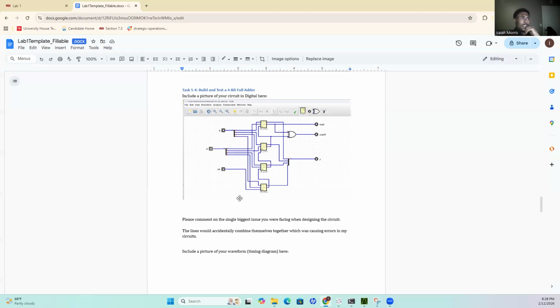Here's a little bit tricky. I think you have 4-bit inputs A and B, and then you have the carry-in, and then you have the 4-bit outputs. I think carry-out, overflow, and then Y.